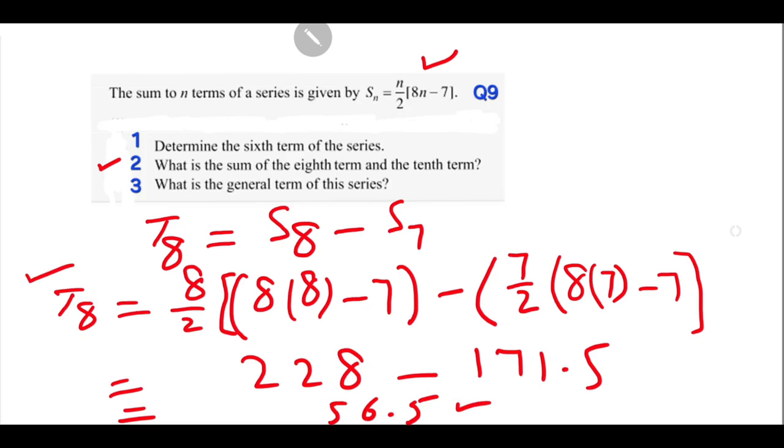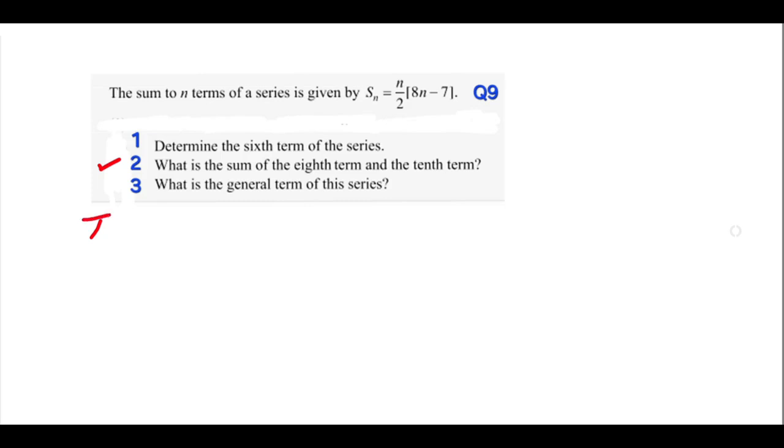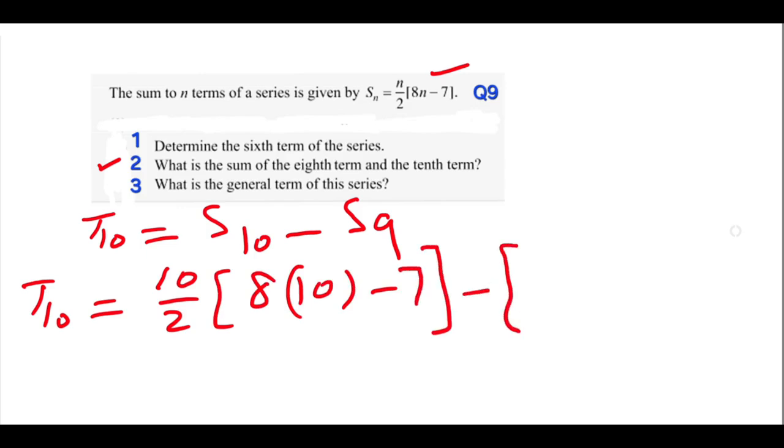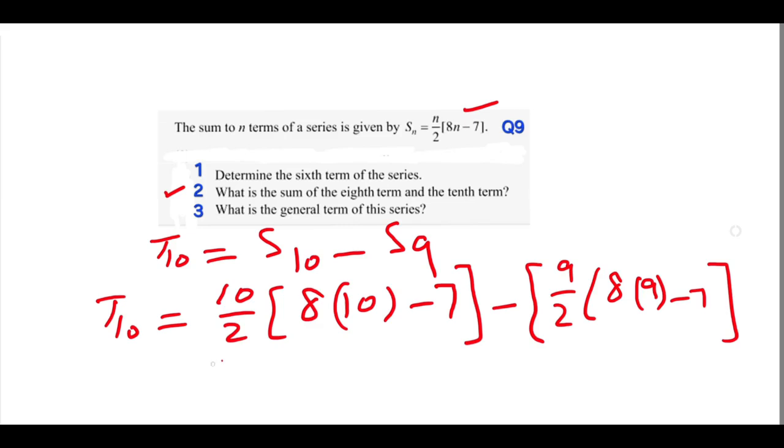Now we're going to calculate the T10. So the T10 is going to be equal to S10 minus S9. You can calculate separately and then subtract, or you can do it one time. T10 is equal to S10, in place of n I'm going to put 10 now. This becomes 10 over 2 big bracket 8 multiplied 10 minus 7, minus again S9, that will be 9 over 2 minus 7. So I use my calculator.